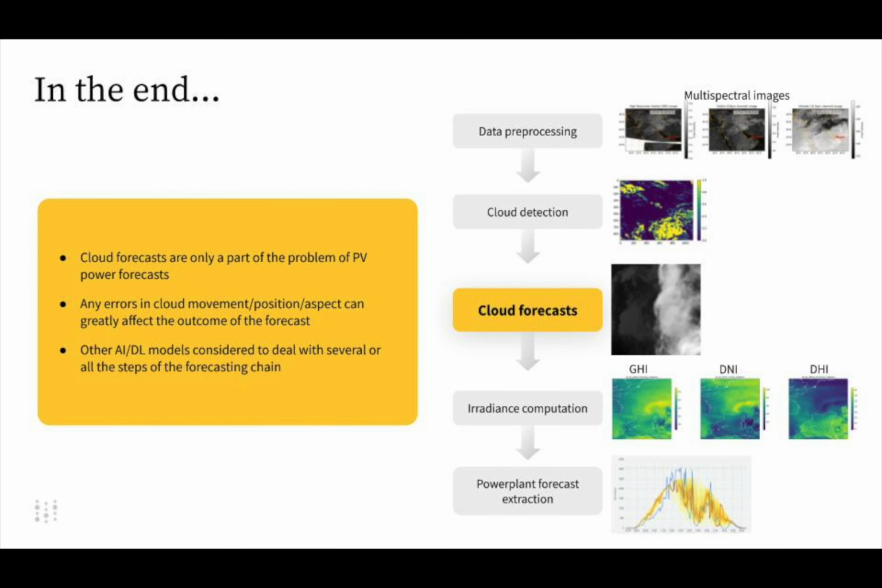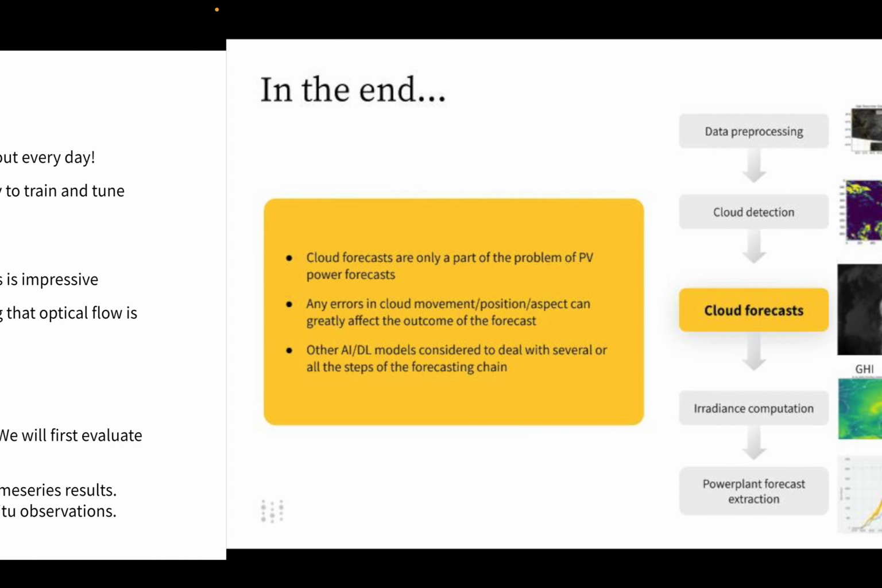In the end, cloud forecasts are only a part of the problem, and as we already explained, a small cloud position error has a great impact on the precision of our final result. Even more so when we integrate our work in the whole chain, where other steps already produce some uncertainty. That's why we are also looking at other AI or deep learning end-to-end models. They will take in some satellite imagery along with maybe other data and provide us directly the irradiance results.